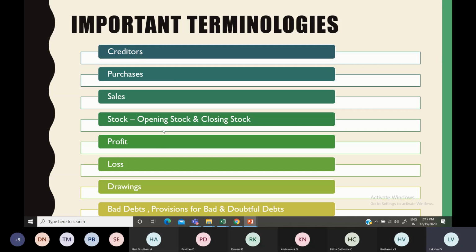So like this, you'll have a lot of terminologies in our accounting subject which we must know. Before going on to making entries, understanding the transactions, and how to post them, you must know certain things. What is meant by debit? What is meant by credit? What are these terms known as?